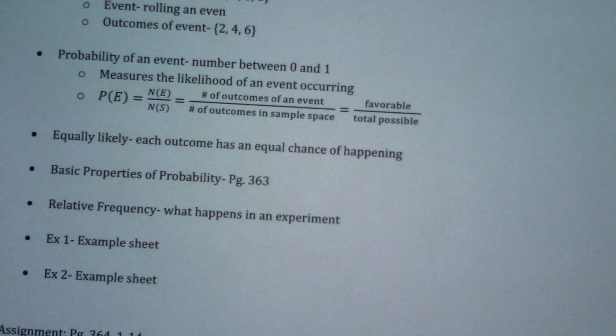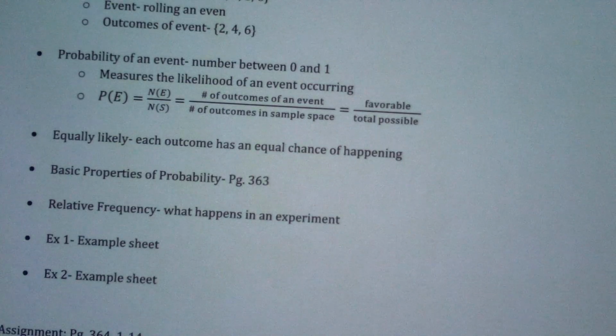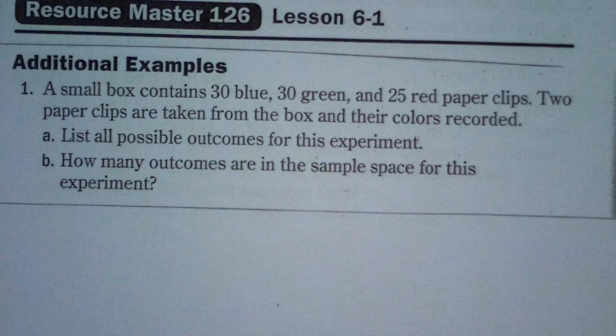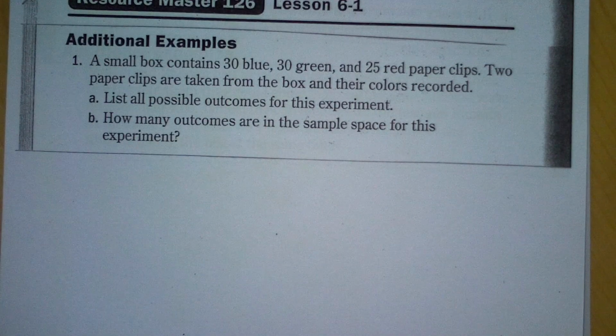First one here: a small box contains 30 blue, 30 green, and 25 red paper clips. 2 paper clips are taken from the box and their colors are recorded. List all possible outcomes of this experiment. For part A, listing all possible outcomes means any combination that we could pull from the bag. We've got 3 different kinds of paper clips, and each time we're pulling 2. One possible option is we could pull 2 blues out. Instead of writing blue each time, I would say your blues are B, greens are G, reds are R.